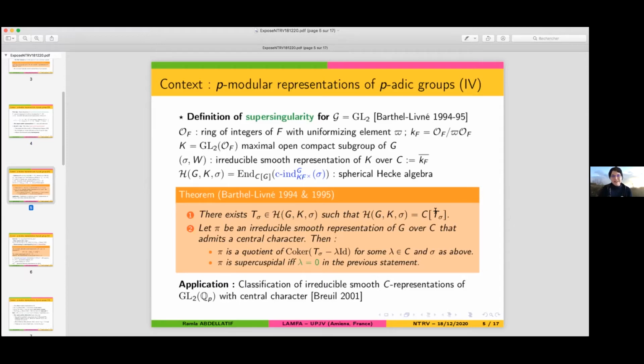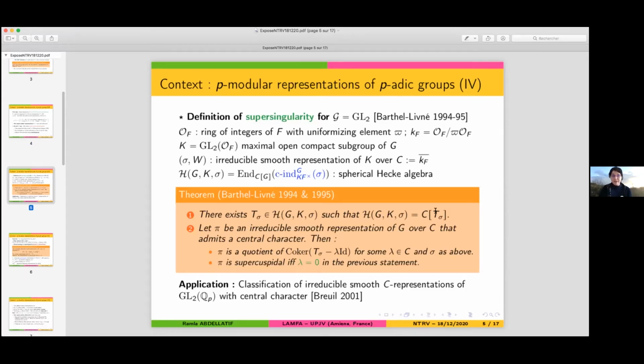But what is mysterious is the cokernel of this T sigma. And the thing is that if pi is admissible, then saying it's supercuspidal amounts to saying that it's a quotient of such a cokernel of T sigma. So you think, oh, cool. If we find out all the quotients, all the irreducible smooth, maybe admissible quotients of this cokernel, then we're happy.